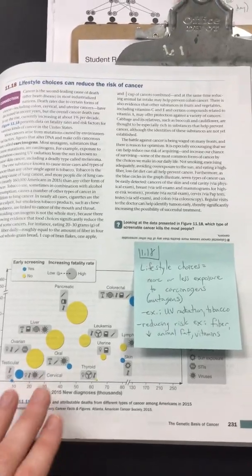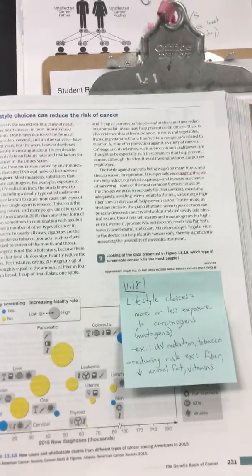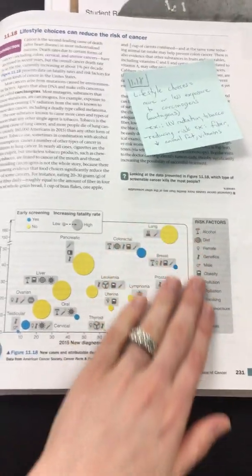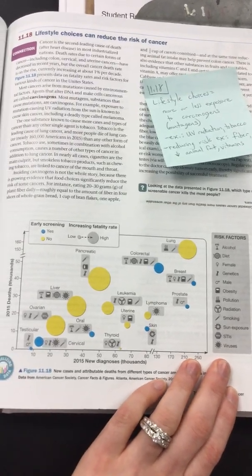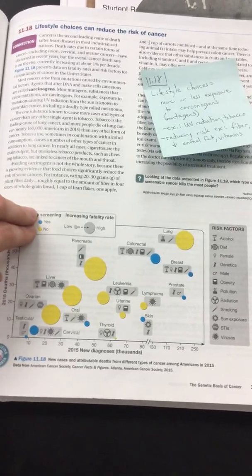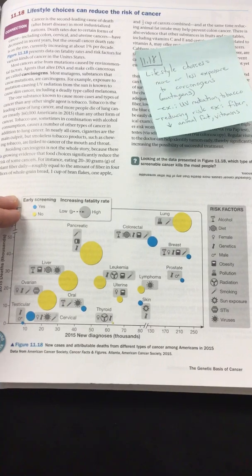One of the things that has also helped reduce people's risk of cancer is developing tests that help us detect it earlier. So if you look at this chart, it shows a whole bunch of different risk factors, different things that people can have going on in their life that increase the chance of cancer. And then yellow means that we can't screen for it early. Blue means we can screen for it early.